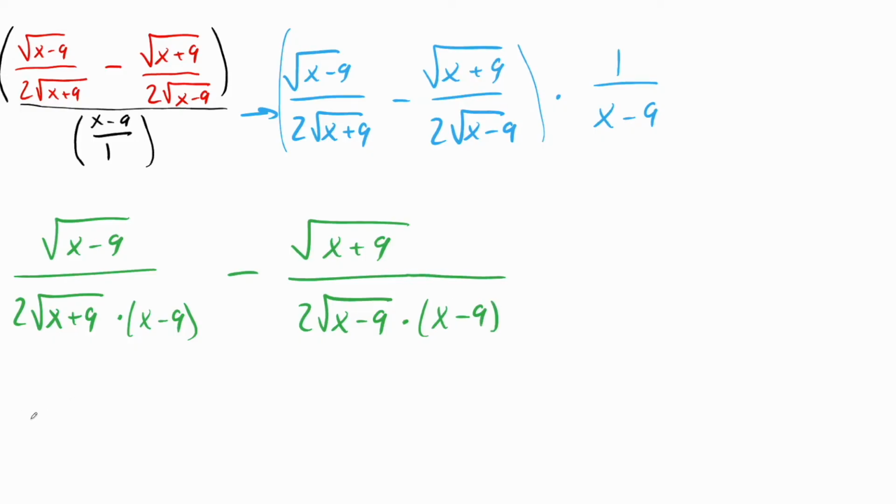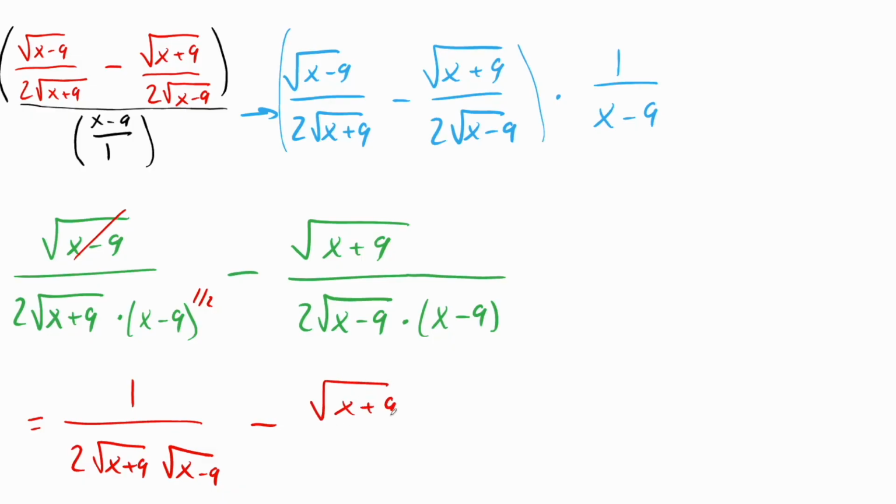So finally we can simplify one more time. This is the square root of x - 9. This is just x - 9. So again, this is like (x - 9) raised to 1/2, and this is raised to 1. So we can cancel this out, change this 1 into a 1/2. And so what we're going to get is 1 divided by 2 times the square root of x + 9 times the square root of x - 9. Minus, here we got the square root of x + 9 divided by (x - 9) raised to 1, (x - 9) raised to 1/2. So you can say you have 2 times (x - 9) raised to 3/2. And that's pretty much it for this problem.